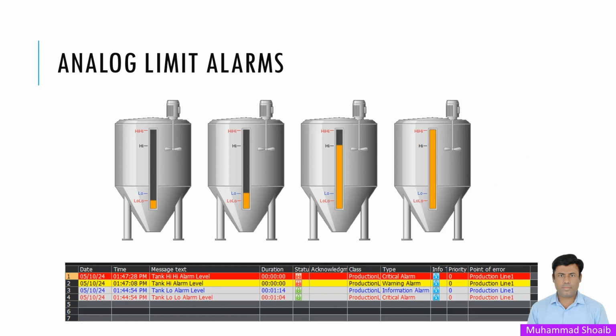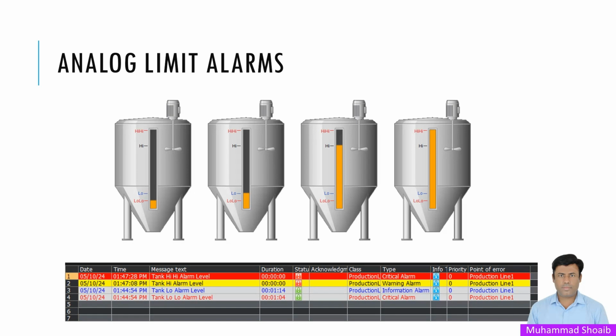In the previous tutorial, we learned what an analog limit alarm is. An analog limit alarm in the SCADA system is used to monitor analog process variables such as temperature, pressure, flow, or tank level. The alarm is triggered when the value of the monitored variable goes beyond the predefined threshold or limits. These alarms help operators identify when a variable exceeds safe operating conditions and ensure that timely corrective action can be taken.